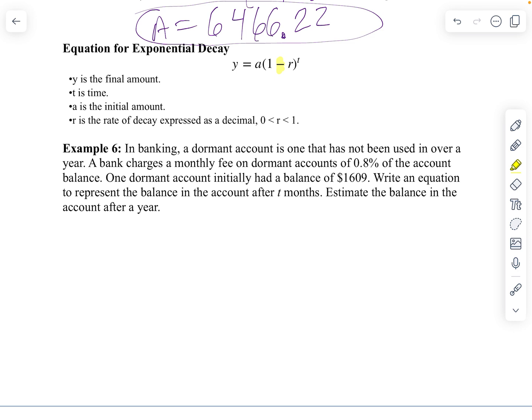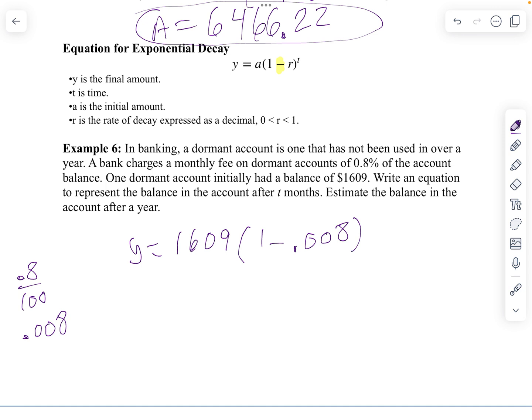In other words, not only do you not make money, they're charging you money to keep it in the bank. So we're going to say y equals, we started with $1,609, and we are going to subtract 0.8% as a decimal. I take 0.8 and I divide it by 100. That's 0.008. So 1 minus 0.008, we're going to raise that to the t power.